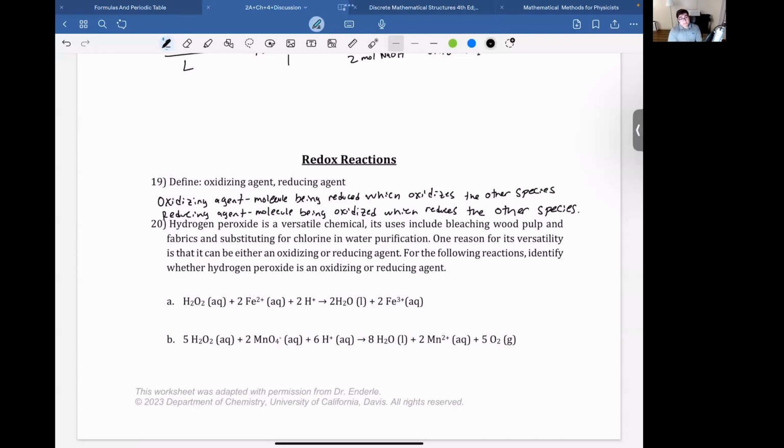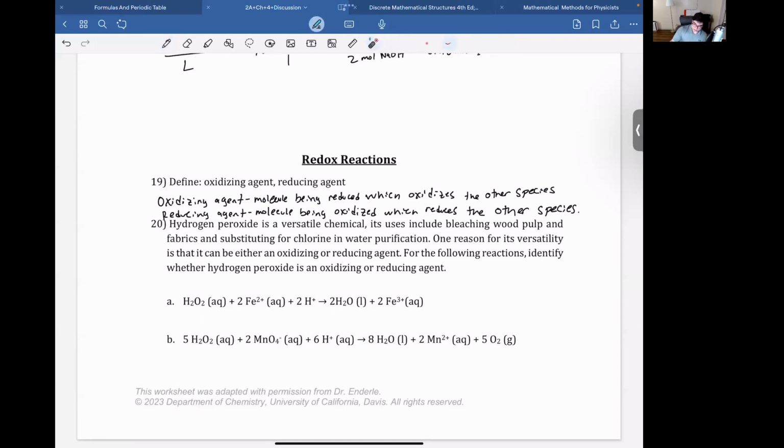20 says hydrogen peroxide is a versatile chemical. Its uses include bleaching wood pulp and fabrics, and substituting for chlorine in water purification. One reason for its versatility is that it can be either an oxidizing or a reducing agent. For the following reactions, identify whether hydrogen peroxide is an oxidizing or a reducing agent.